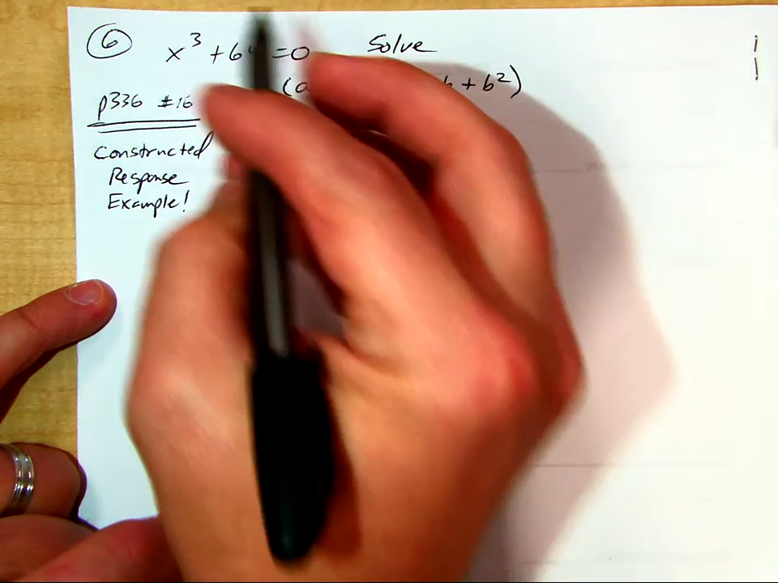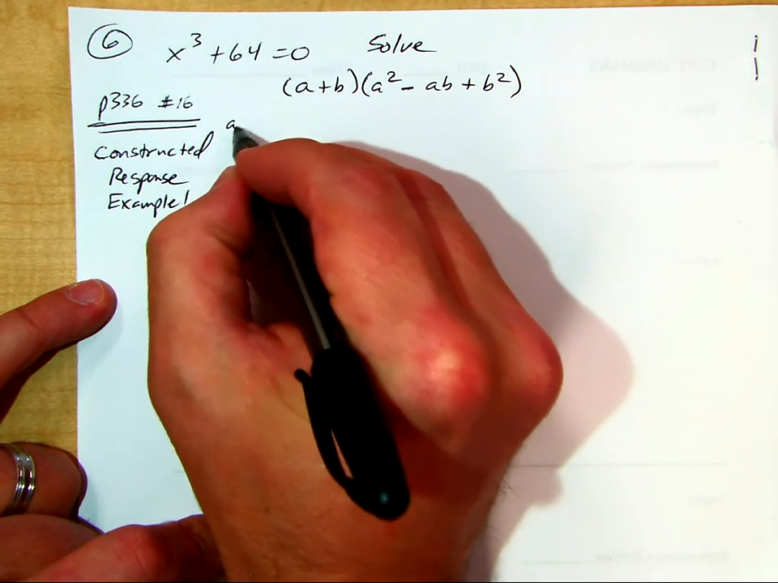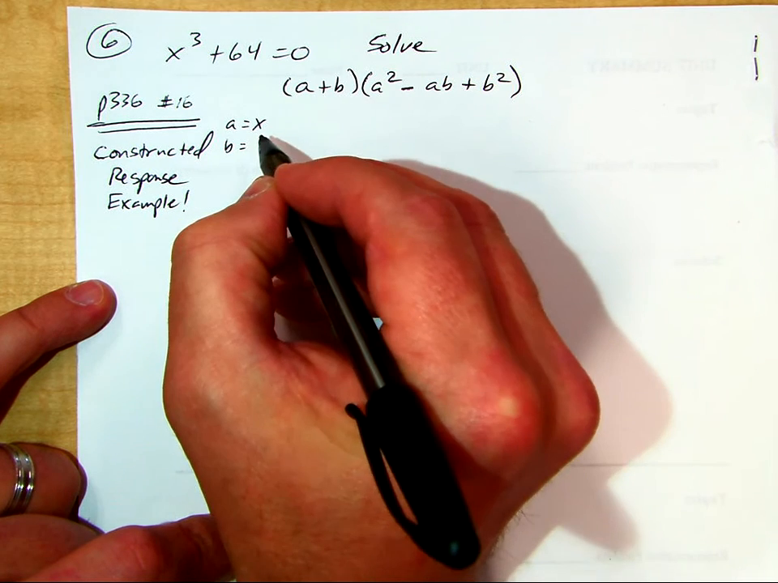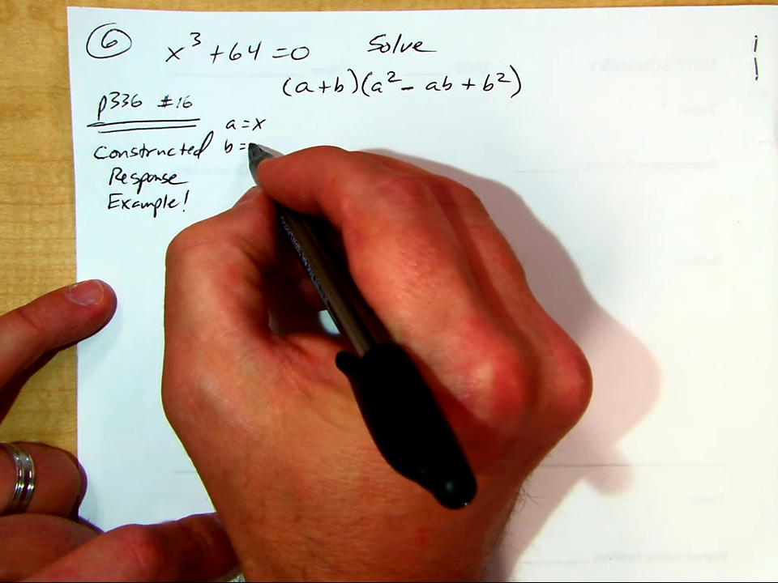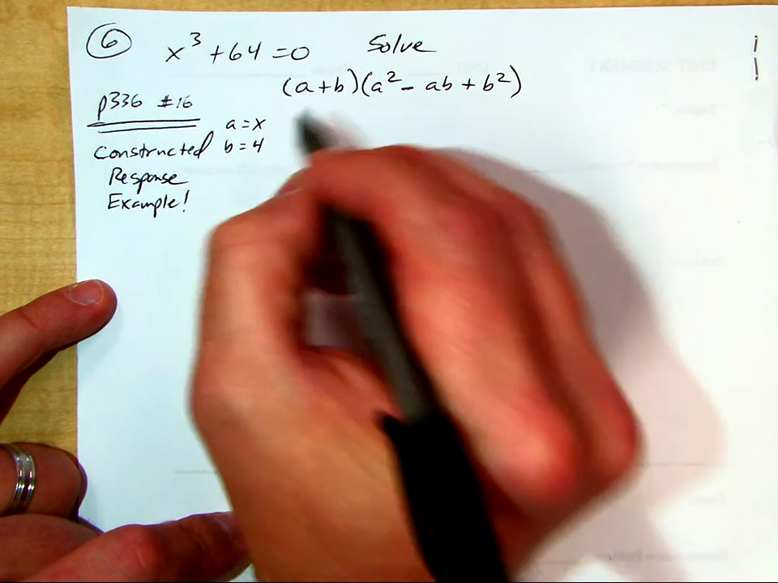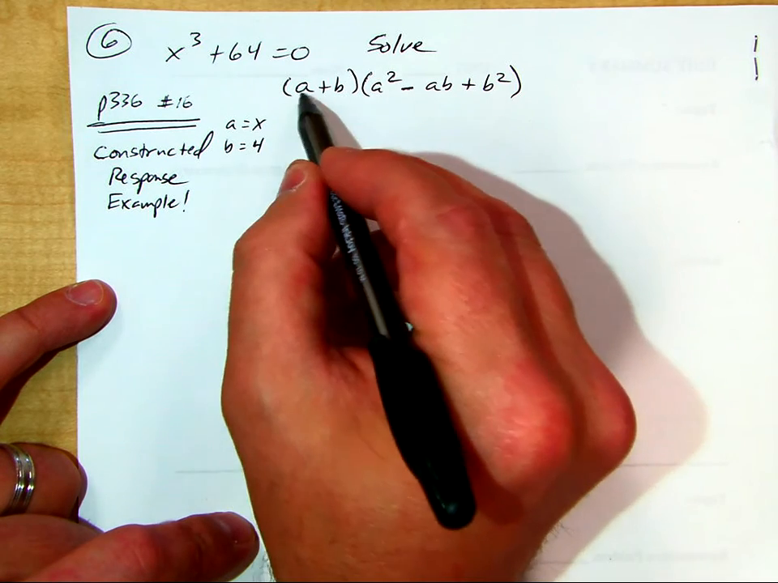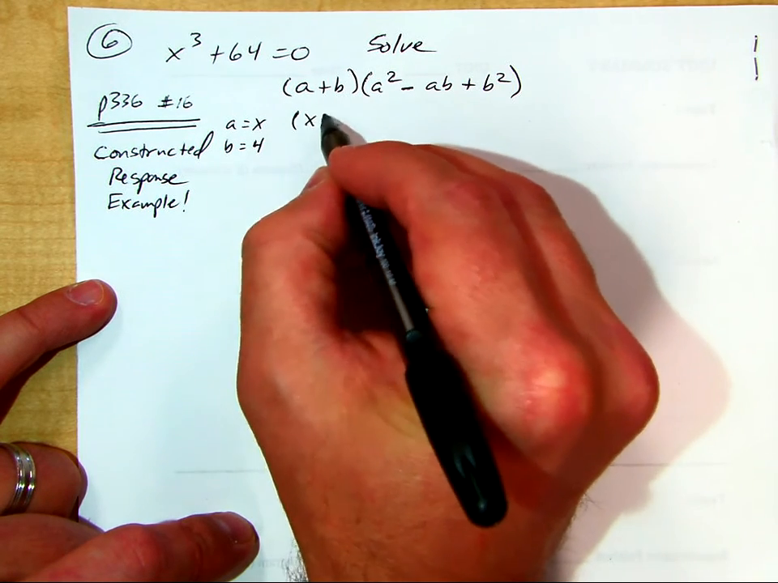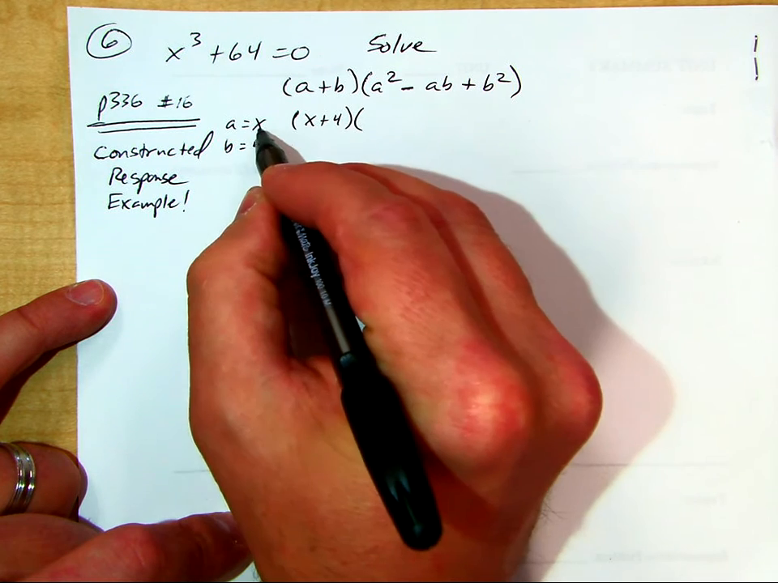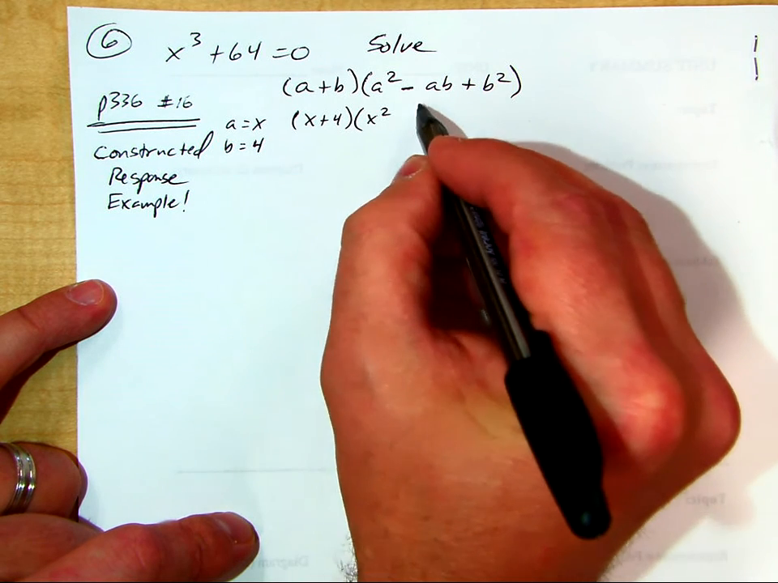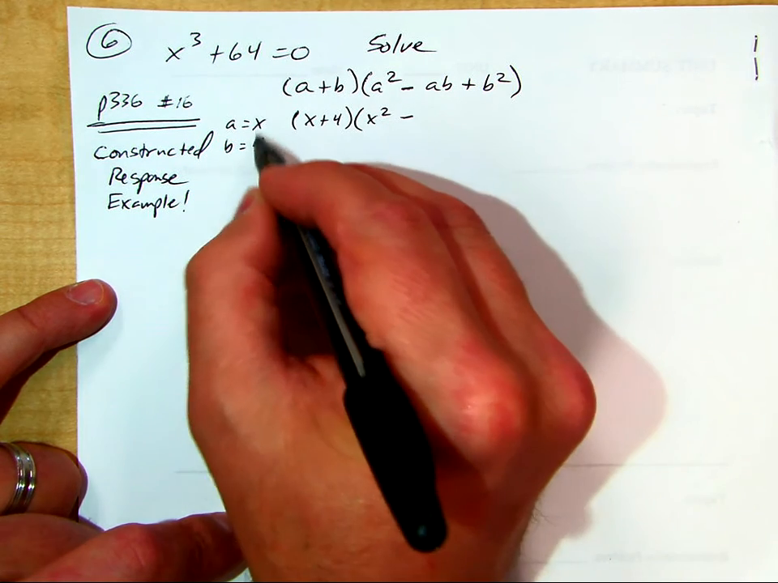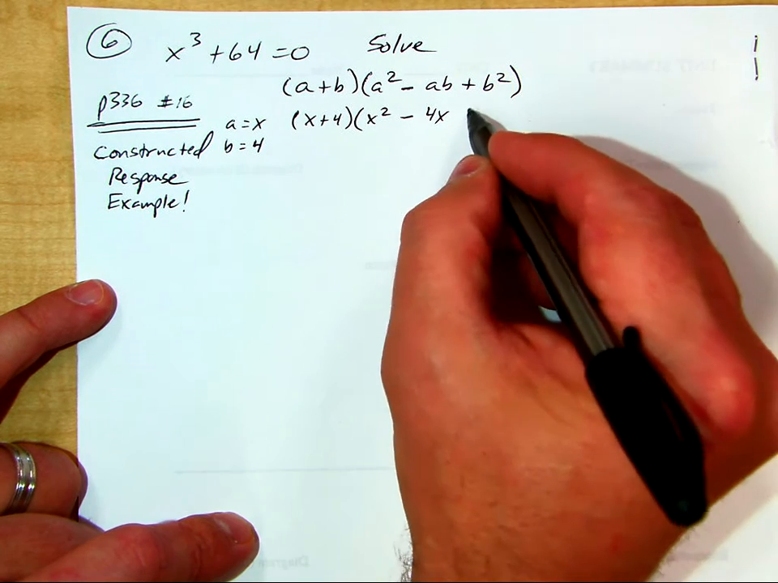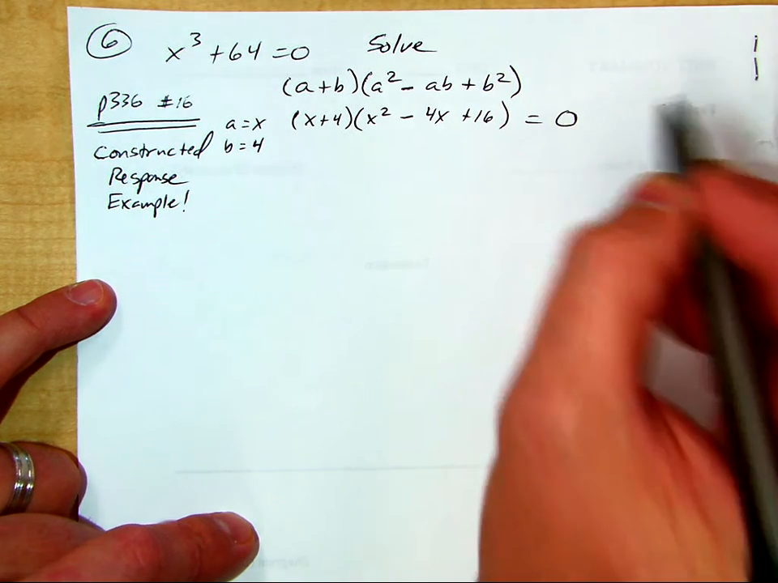Okay? So what is the cube root of x cubed? It's x. What is the cube root of 64? It's not 8. What is it? 4. Okay? So then for a and b, just replace that where they all belong here. So this one is going to be (x + 4), and then we square a, so that's x squared, minus a times b, which is 4x, and then plus 16. Now, again, this is still equal to 0.